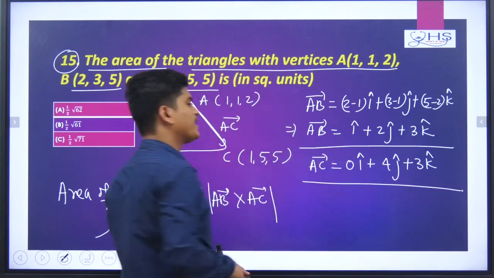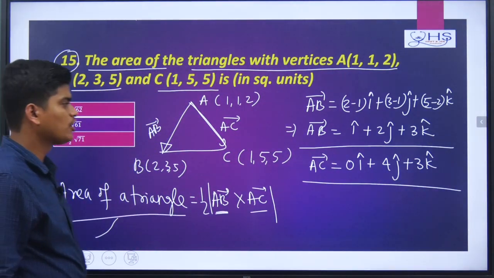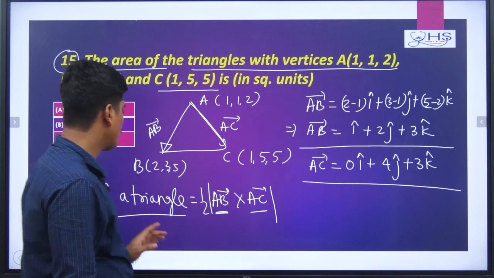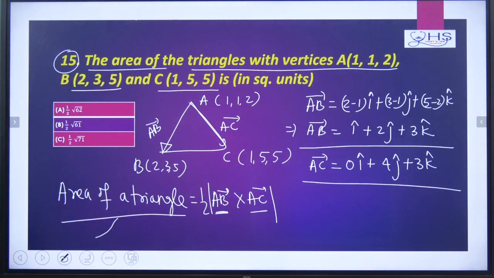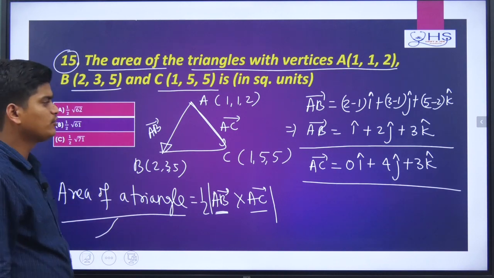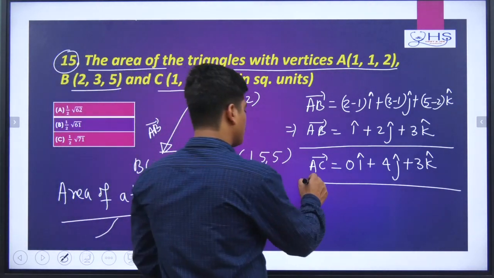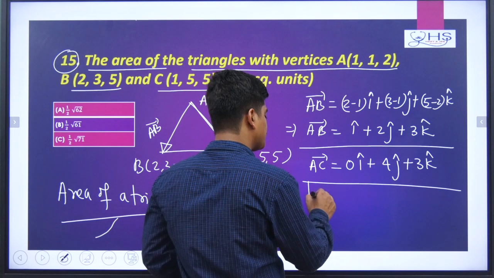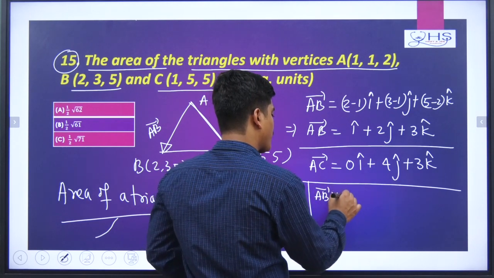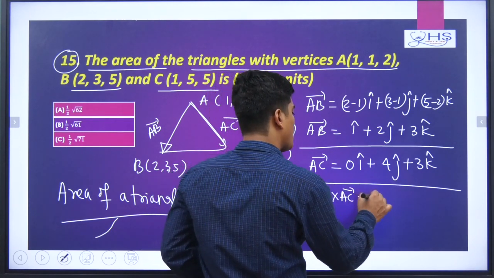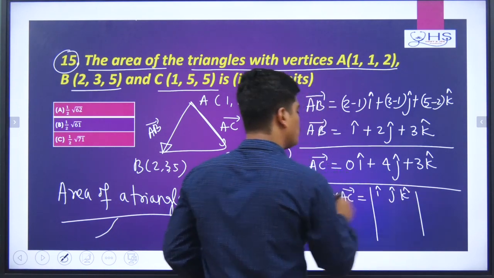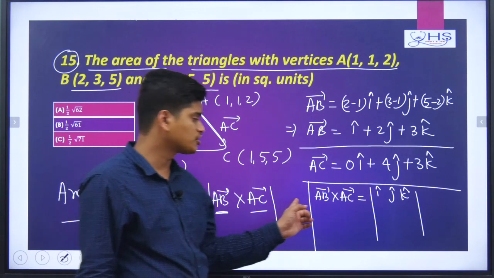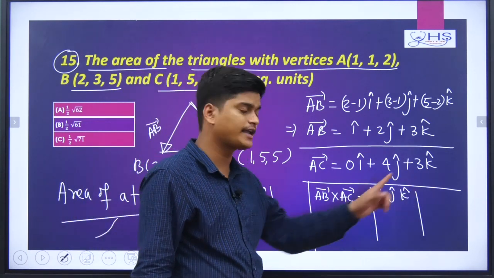So I got my AB vector and I got my AC vector. Now we need to find half AB cross AC, which is the area of a triangle. To do that, we need to find AB cross AC. Let's find it. We have to use the simple cross product formula. That means you have to find the determinant with i, j, k.